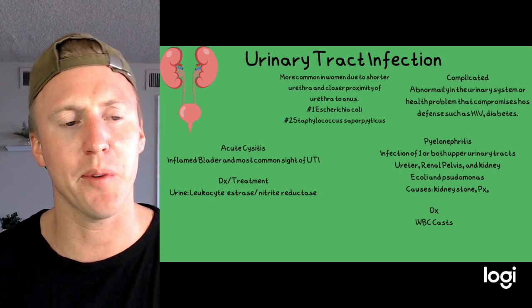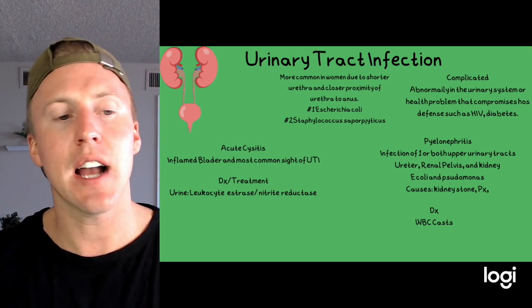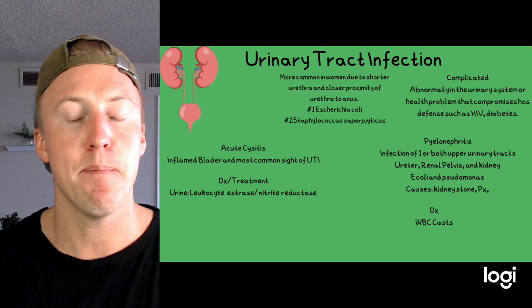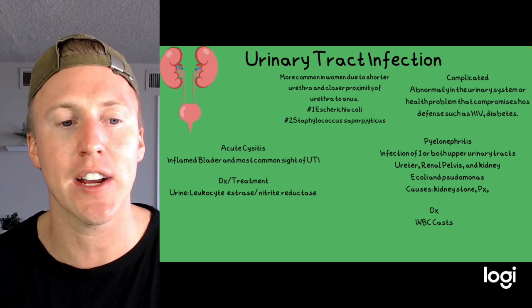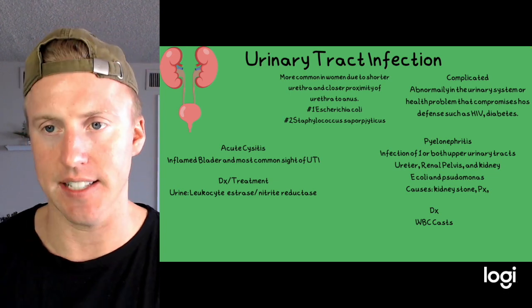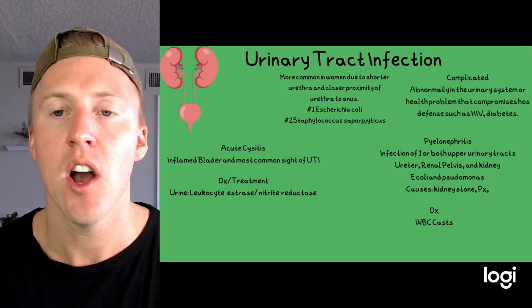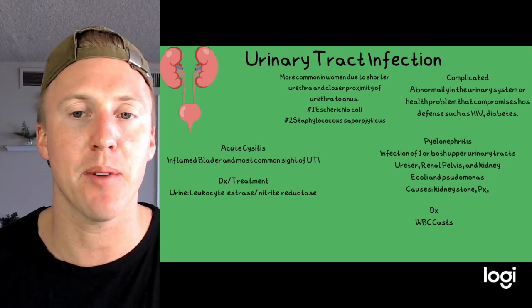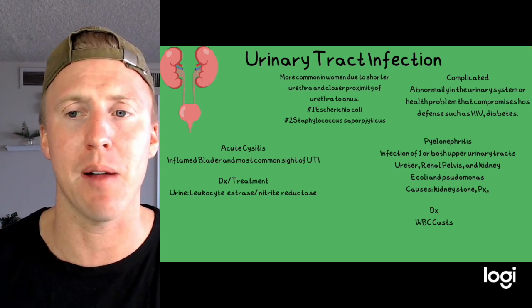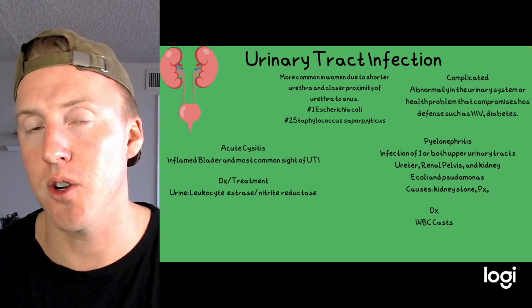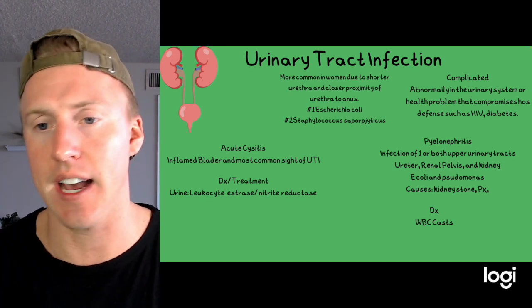Now, in general, when we're diagnosing an uncomplicated UTI, we're looking at bacteria in the urine. We're looking for leukocyte esterase and nitrite reductase. Now, complicated UTIs can be a couple different things. Some of them are involved when people have abnormality in the urinary system or health problems that might suppress their actual immune defense, like HIV or diabetes.